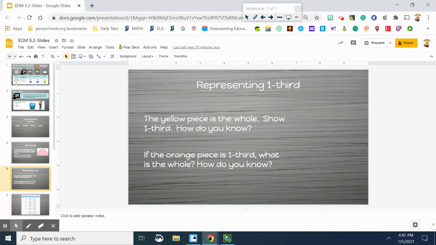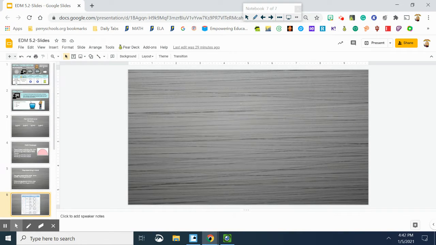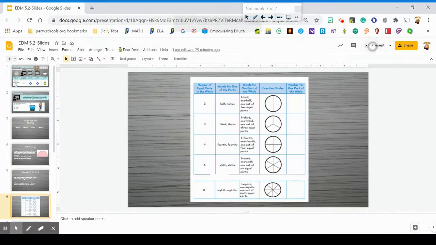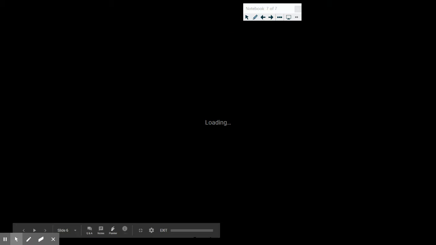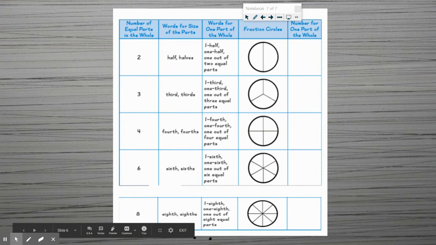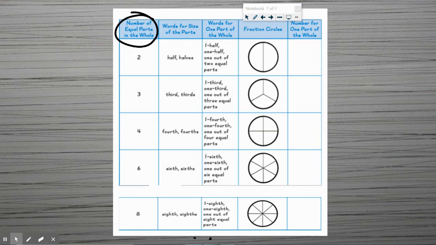All right, we're going to move on to this little chart. This is basically what you guys are going to be doing on your own for your home link. And this chart is showing us the number of parts in a whole. It is showing us the words for that size. It is showing words. So this is when we write it out, we're showing the words for that part or for that fraction.